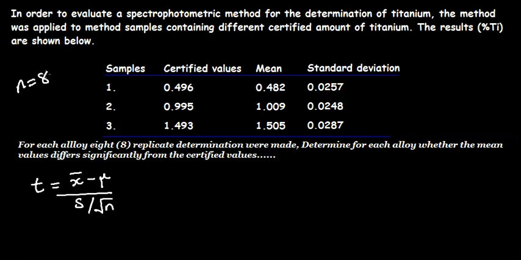Next thing we need to do is to determine the degree of freedom. The degree of freedom is given by df, which is simply n minus 1.